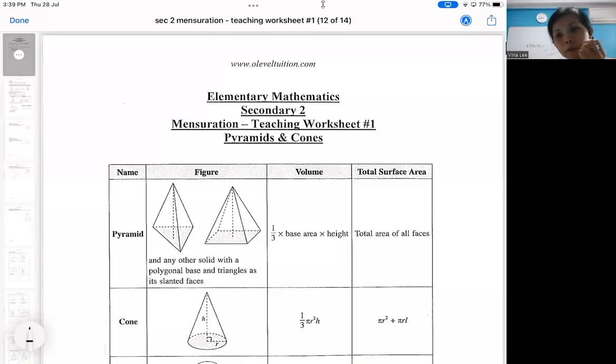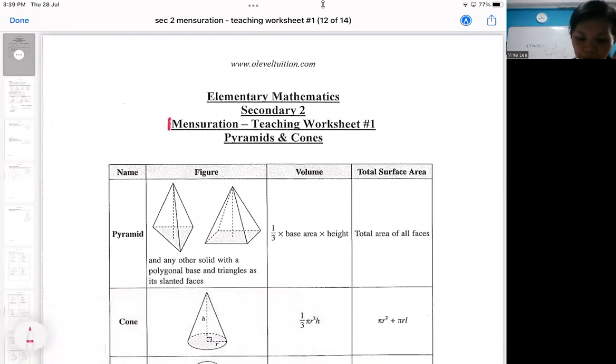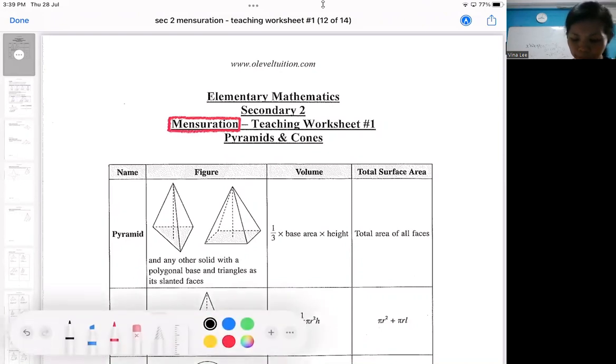Okay, I'm going to do an introduction for this Sec 2 mensuration. The topic on mensuration, you have done it in Sec 1. So in Sec 1, what did you cover? Mensuration is under the category of area, volume, surface area, perimeter, all this. So this is under the whole family of area, perimeter, volume, and surface area.